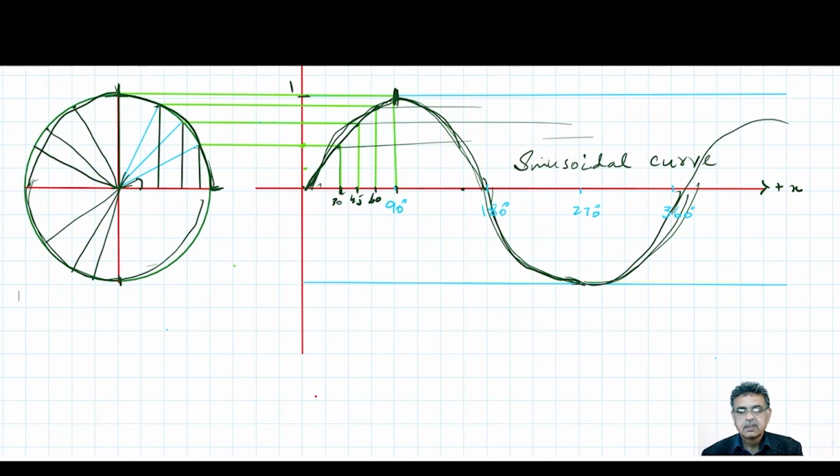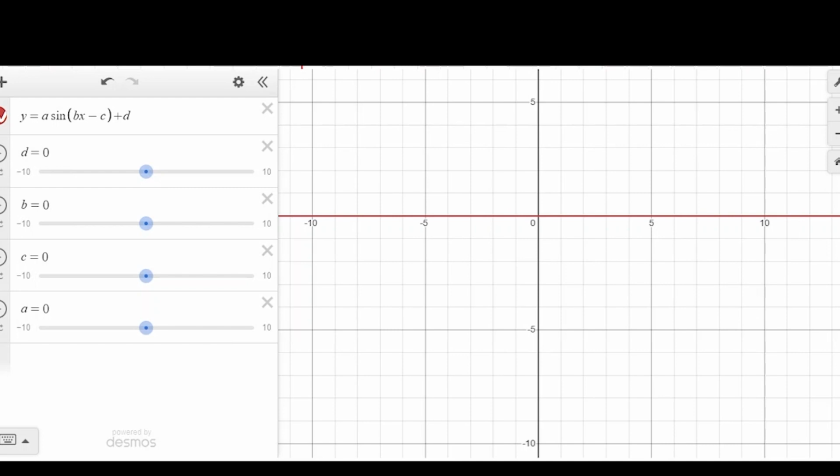Okay, now I will try to explain the same thing in the graphing software. Here you can see this equation, y is equal to a sine bx minus c minus d. What is the effect of these numbers on the graph of sine x? So first of all, if a is 1, let's make the value of a equal to 1.